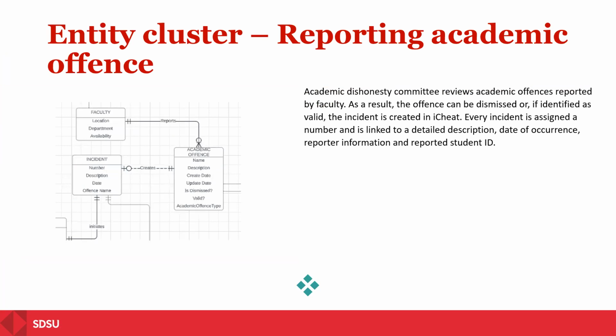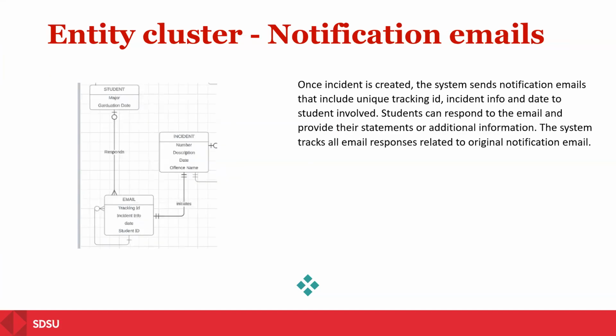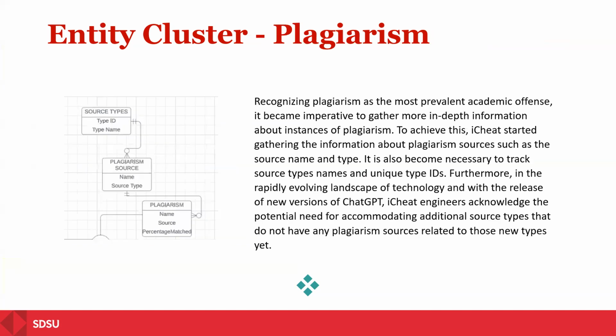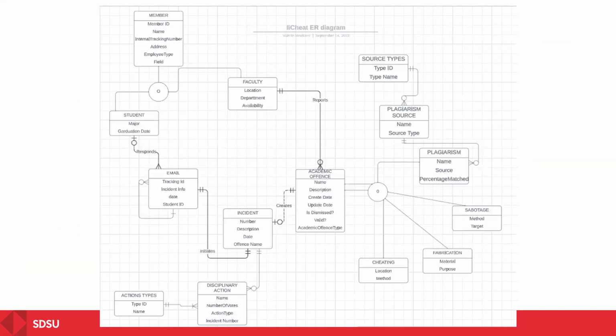And that's all I got. Here are more entity clusters: the reporting academic offense entity cluster, also created from those requirements, the notification emails entity cluster that we already created, the disciplinary action entity cluster, and a specific entity cluster for plagiarism. When we combine all of those together, we get this large diagram. But again, we can represent a cluster as just a rectangle on the diagram for readability.